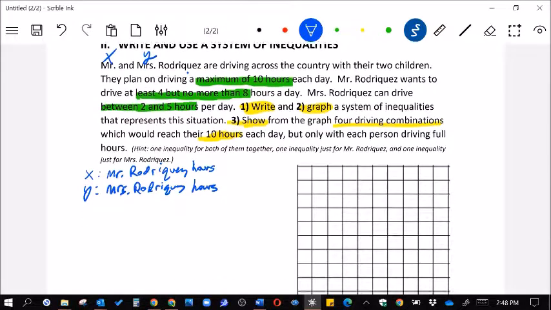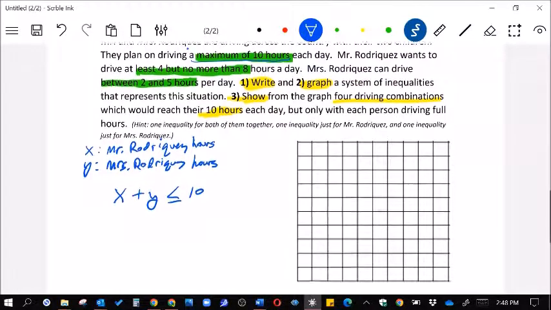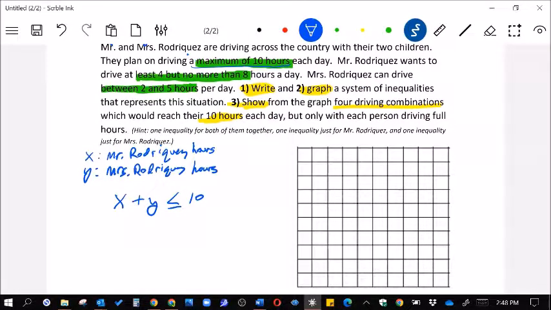So the easy one here, there's a maximum of 10 hours. Maximum means 10 is the most, but you could have less. So we can say his number of hours plus her number of hours has to be less than or equal to 10. Then because his is at least 4, no more than 8, X is greater than or equal to 4 and less than or equal to 8. And hers are going to be 2 and 5, less than or equal to, and greater than or equal to.